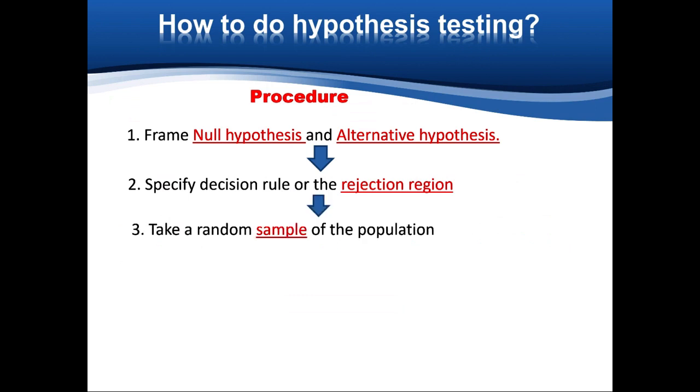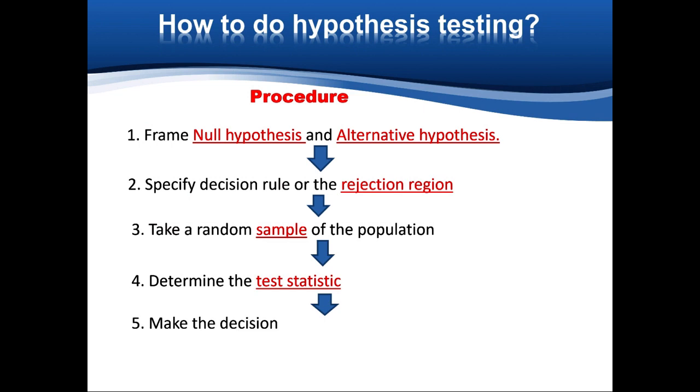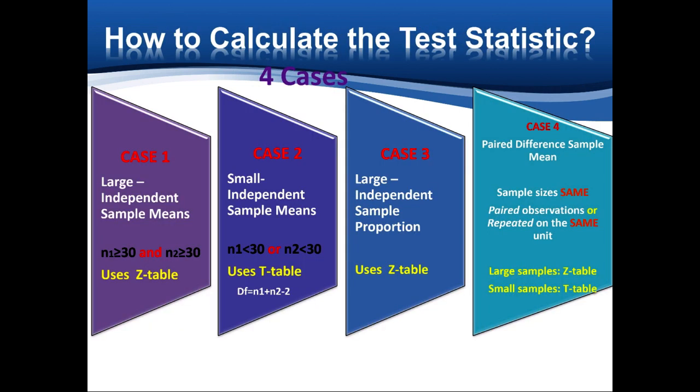Next step, take a random sample of the population and determine the test statistic, and then make the decision. Here we have 4 different cases, similarly as Chapter 8. Case 1, large independent sample means problem, where N1 is bigger or equal to 30, and N2 is bigger or equal to 30. The two samples are independent, which means they will not influence each other.